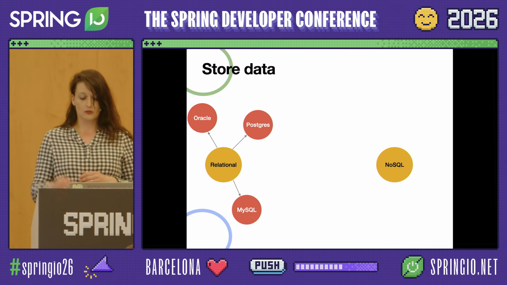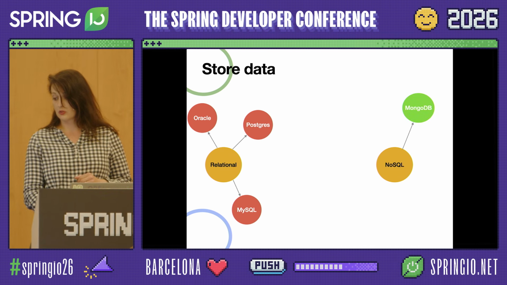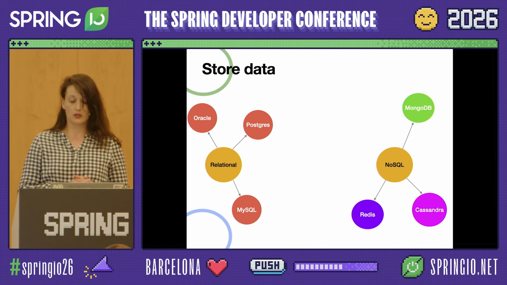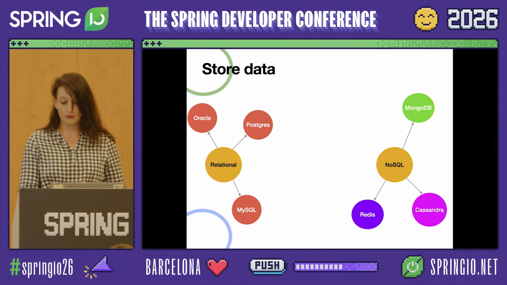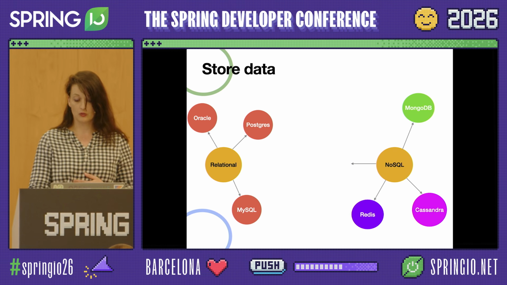Then you can also think of NoSQL databases. Think of MongoDB as a document store, or Redis as a key value store, Cassandra for wide column storage. But if you think of graph databases, my first hit when I'm looking for options would be Neo4j.